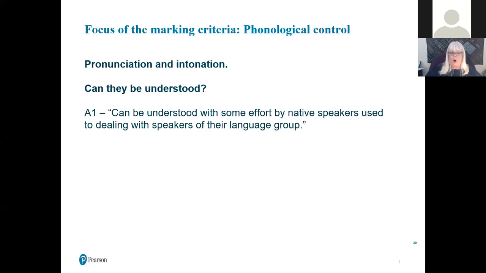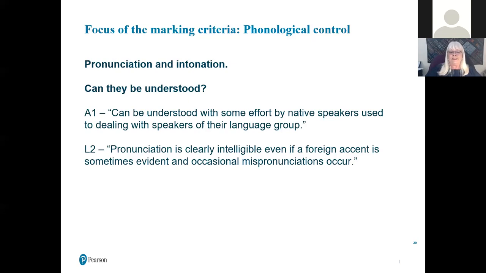At level A1, can be understood with some effort by native speakers used to dealing with speakers of their language group. So we are very forgiving as we listen to the lower level. Level 2, pronunciation is clearly intelligible, even if a foreign accent is sometimes evident and occasional mispronunciations occur.